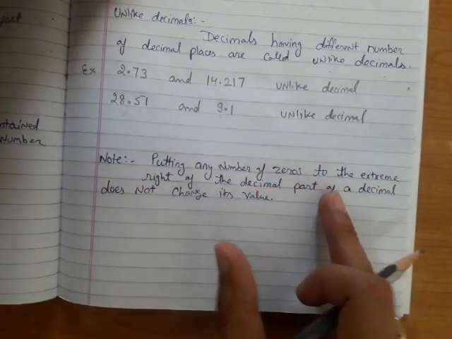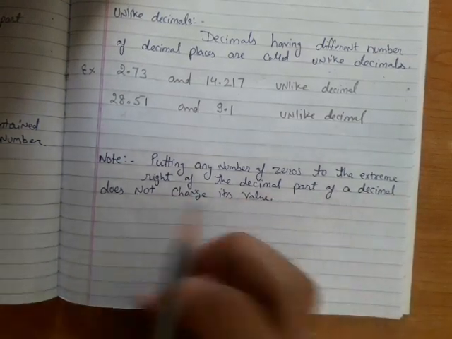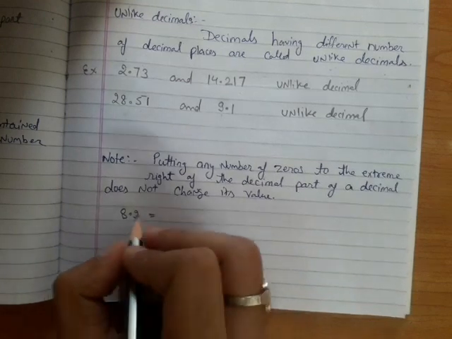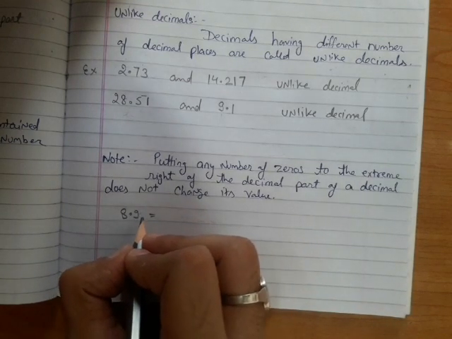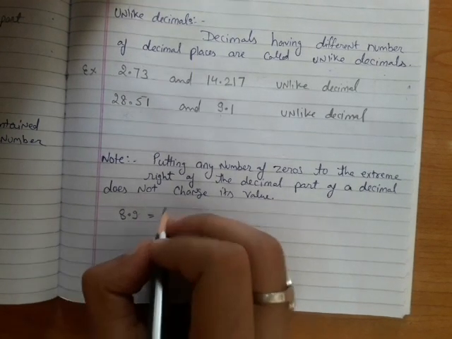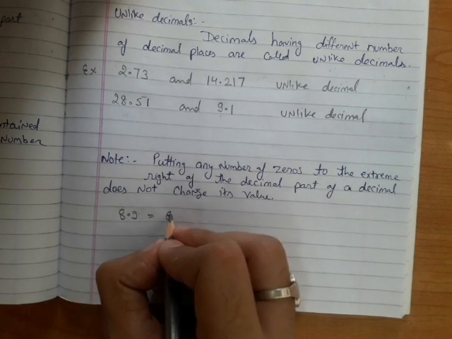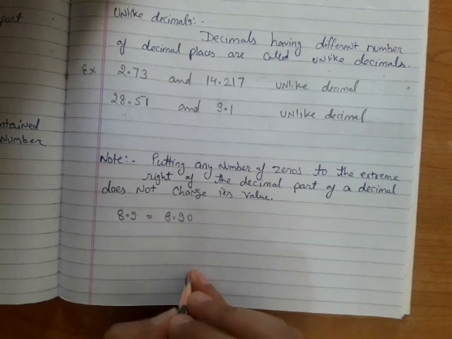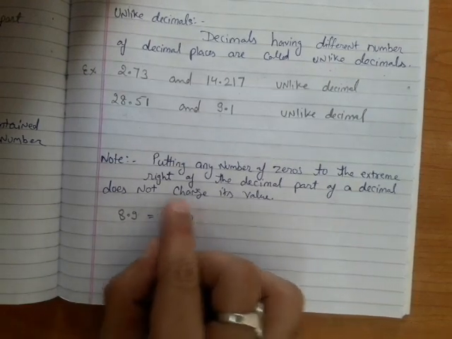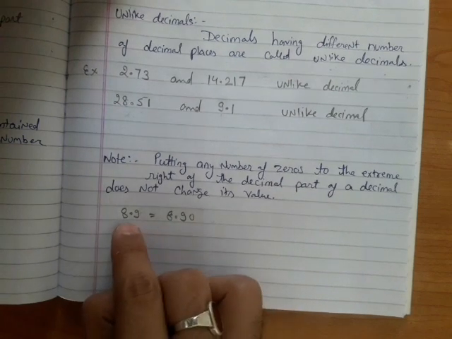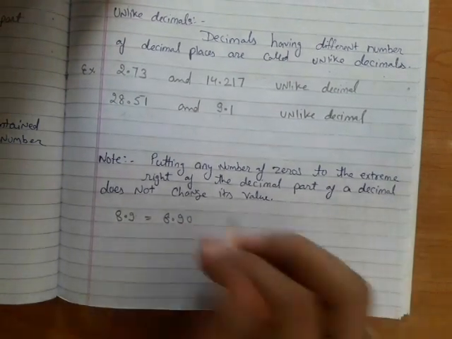Now we'll come to a property of decimals: putting any number of zeros to the extreme right of the decimal part of a decimal does not change its value. That means if a number is given, 8.9, and you add one zero to the extreme right of the given number, after 9, then the value of the decimal will remain unchanged. That means both are equal: 8.9 equals 8.90.